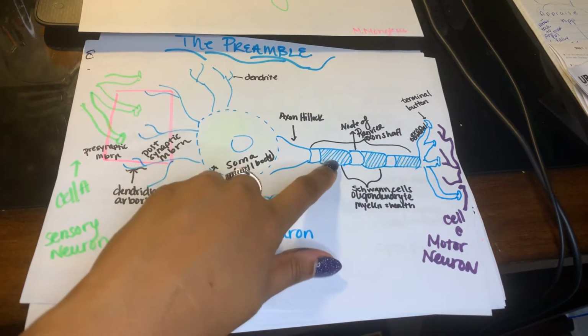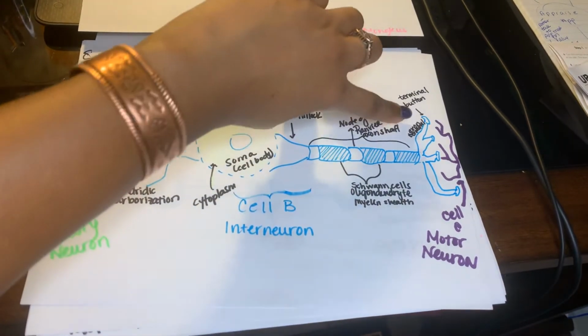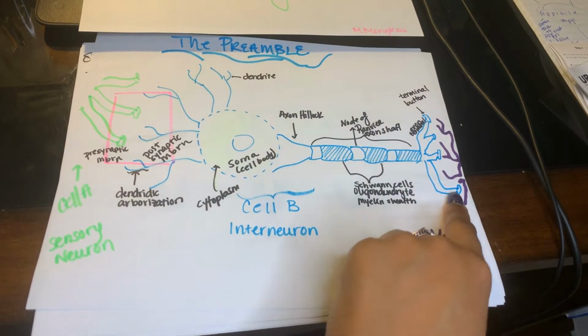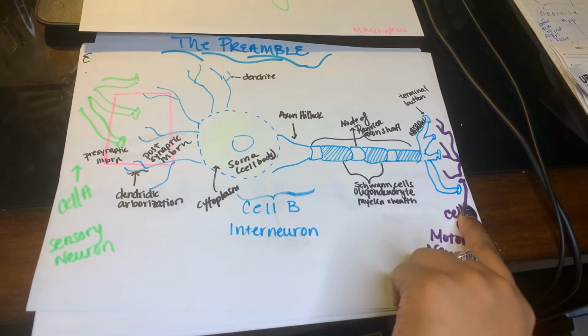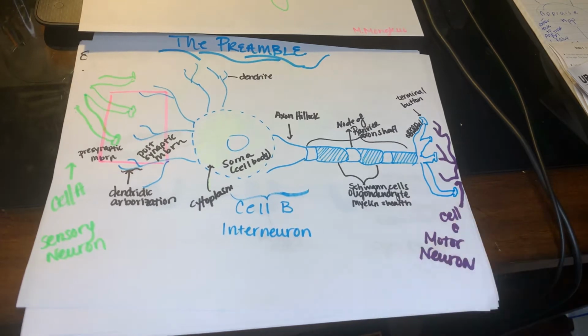And then we have our glial cells that are covered by myelin sheath. And at the end, we have our axon terminal and the terminal buttons of cell B. And then here are the dendrites or dendritic arborization of cell C.